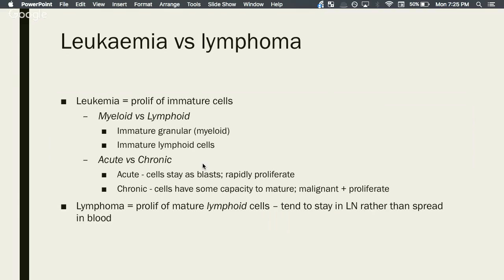Now, the difference between leukemias and lymphomas. Leukemias are proliferation of immature cells, while lymphomas are proliferation of mature lymphoid cells. So lymphomas stay only in the lymph nodes, and they don't spread into the blood as much, while leukemias, because they're immature cells, can spread throughout your blood. So myeloid versus lymphoid, and acute versus chronic. This is just a summary type slide.